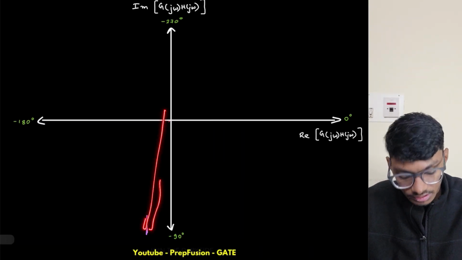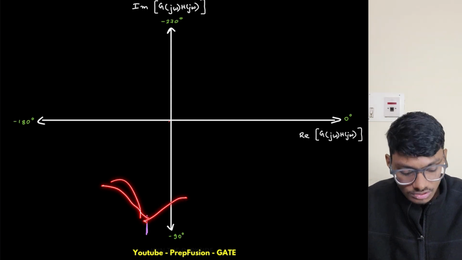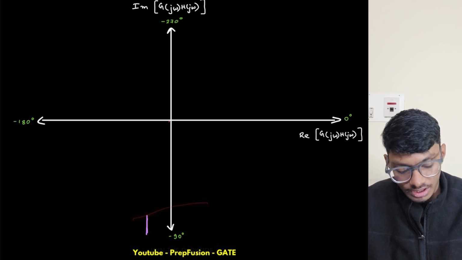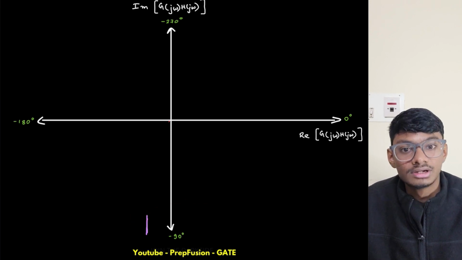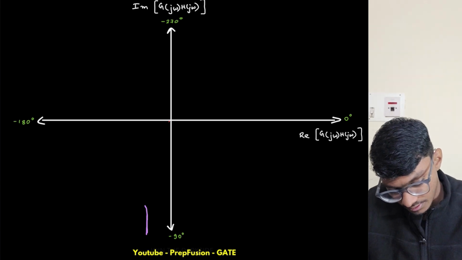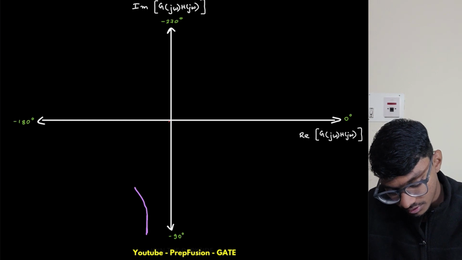This is minus 90. Then slowly my angle is reducing further, so I will go in this direction and not in this direction, because if I went in this direction, then my angle should increase, but I'm going in this direction, hence my angle is reducing. Angle is reducing, so I will go in this direction. And slowly, what will happen towards the end?